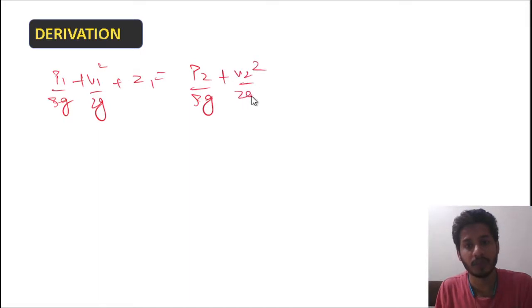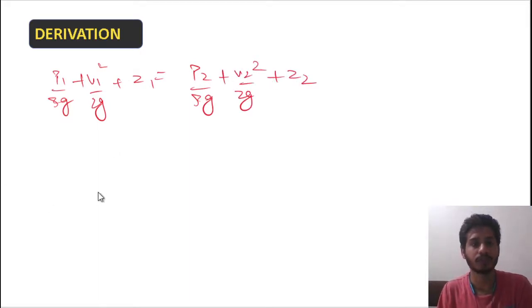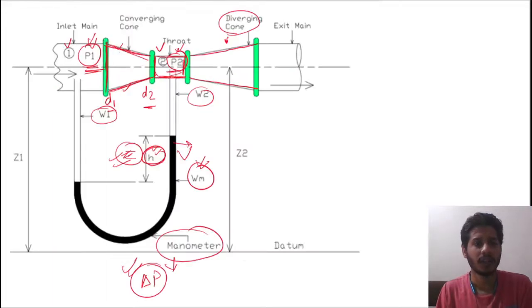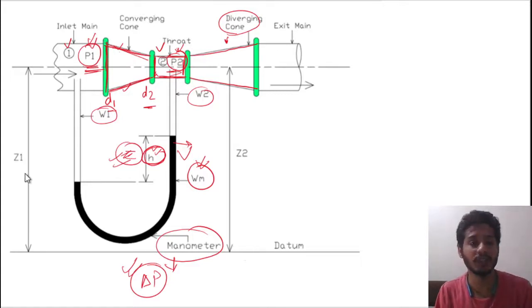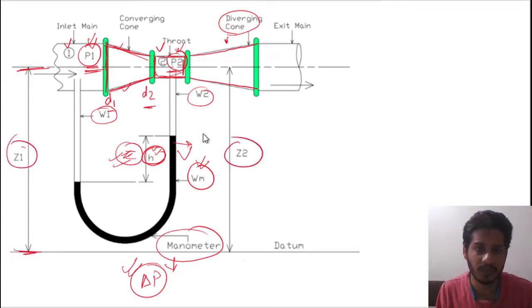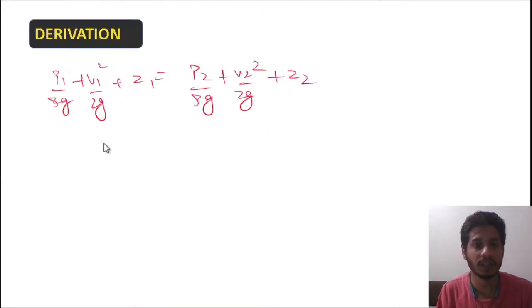Plus V2 square upon 2G plus Z2. Now, as I said, the Bernoulli equation is important, but we should know how to apply it and what terms need to be cancelled out. At this portion, this is the datum, so Z1 is equal to Z2, because from the center line this is the same distance. So we can easily cancel Z1 and Z2.